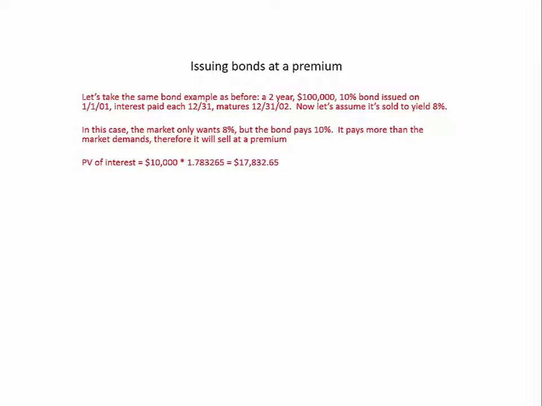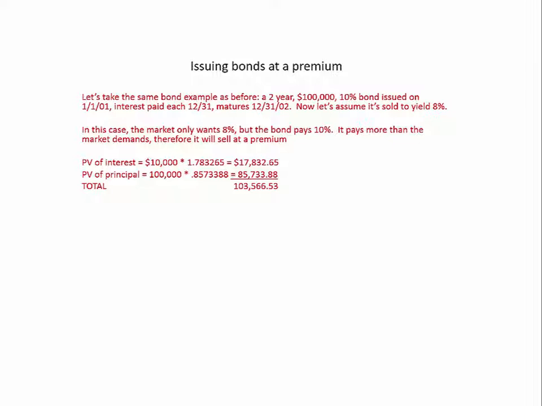The interest has a present value of $17,832.65. The principal present value, again, the present value of a single sum, is $85,733.88 for a total present value of $103,566.53. Again, it's sold for more than face value. That extra $3,566.53 is referred to as a premium on bonds payable.